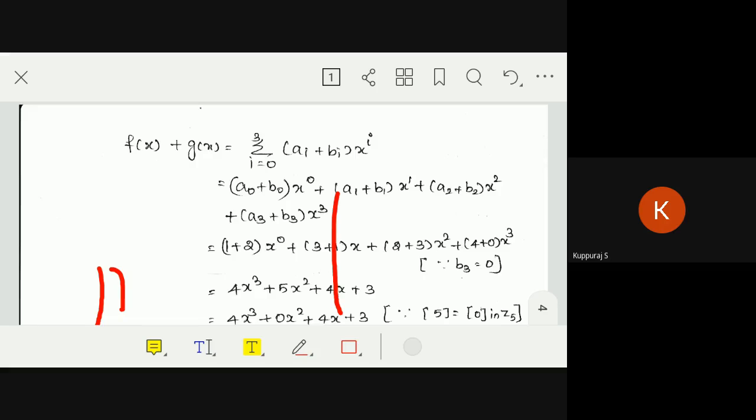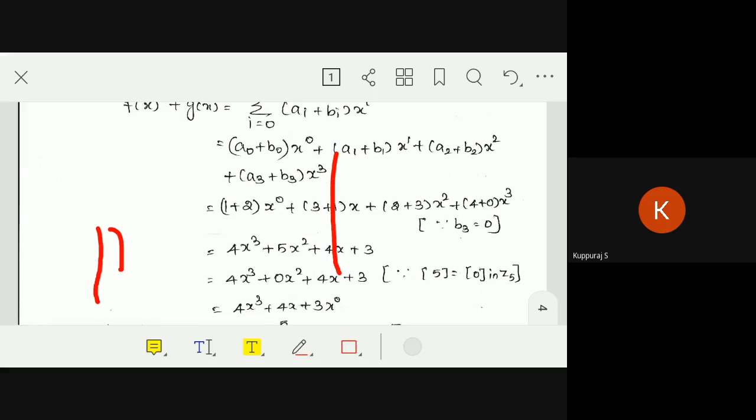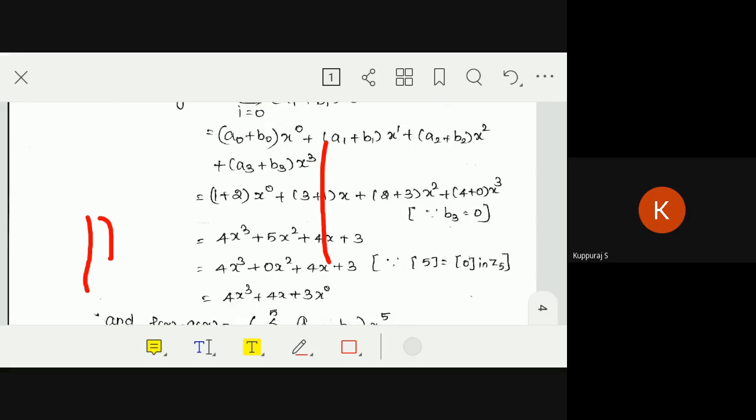Why is the b3 value 0? Because i varies from 0 to 3, n is the highest value. Here the degree of g of x is only 2, so the coefficient of b3 is 0. Now if you simplify this, we get 4x cubed plus 5x squared plus 4x plus 3. If you add and multiply, we get this polynomial.